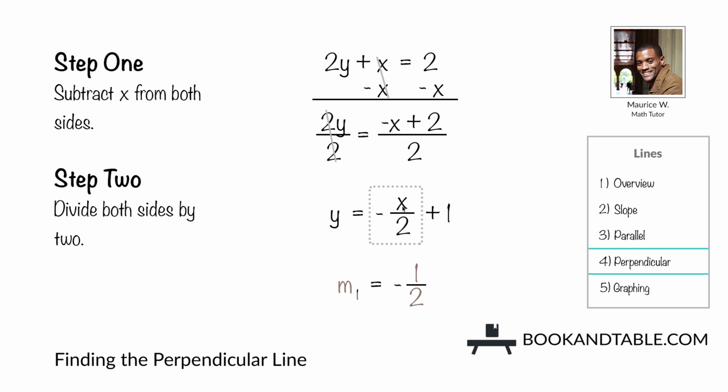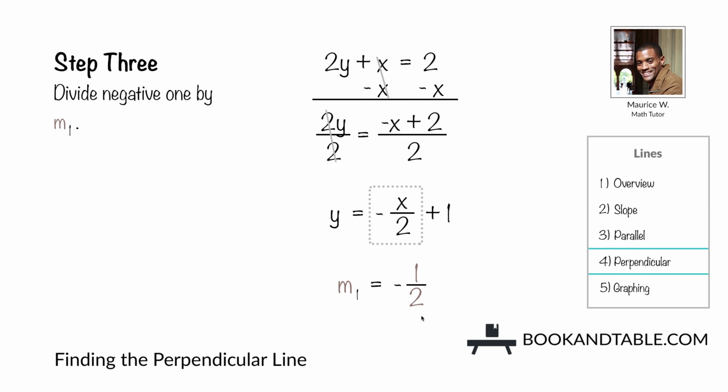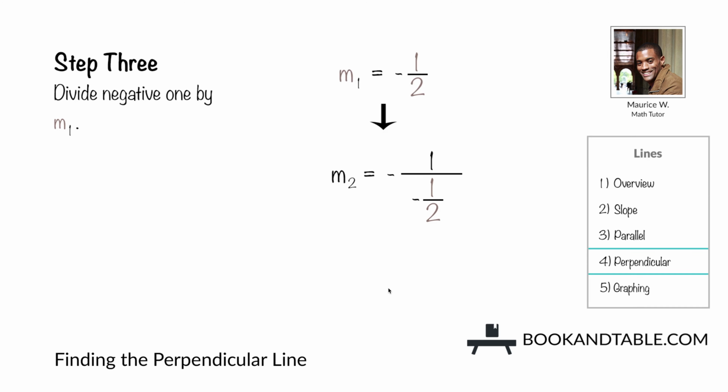1 times x is the same as x. So although we don't see it, the 1 is there. So the coefficient is -1/2. And we can use this slope to then figure out the slope of the perpendicular line that we are looking for. So step 3, to figure out that slope, we want to divide -1 by m1, by -1/2.